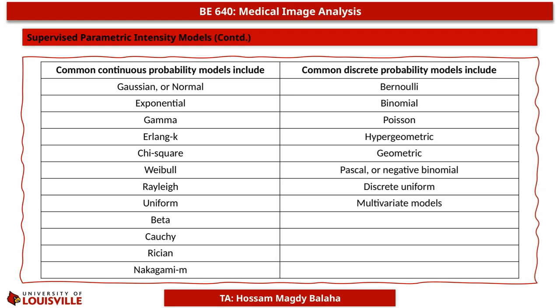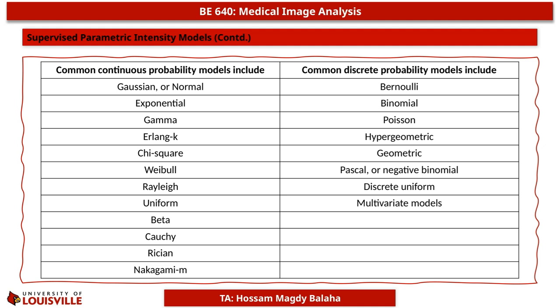This slide continues our discussion of supervised parametric intensity models by organizing probability distributions into two broad categories, continuous and discrete. The key distinction is whether the modeled intensity can take any value across a range or only specific countable values. For continuous data, the table lists familiar models such as a Gaussian or normal distribution, along with exponential, gamma, Erlang-K, chi-square, Weibull, Rayleigh, uniform, beta, and Cauchy distributions. It also includes Rician and Nakagami models, which are additional choices within the continuous family. These distributions can provide different mathematical descriptions of intensity behavior.